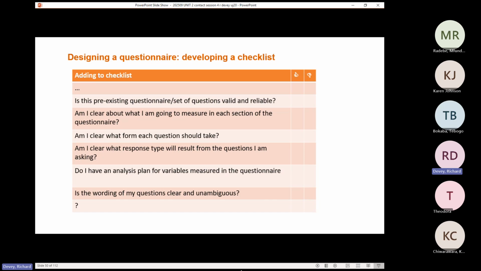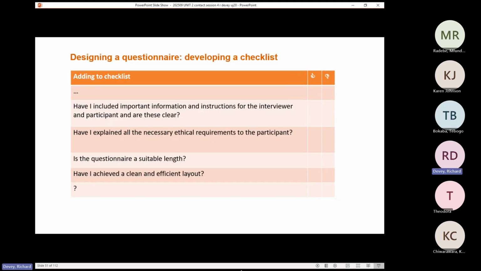Is the wording of my question clear and unambiguous? That's what Mfuna was asking about, or saying about, are your questions well framed? Is the tone of the question acceptable, and so on? Have you included important information and instructions for the interviewer and participants, and are these clear instructions? Have you explained the necessary ethical requirements to the participant? That's again another point that Mfuna was making about covering the ethics with your questionnaire.